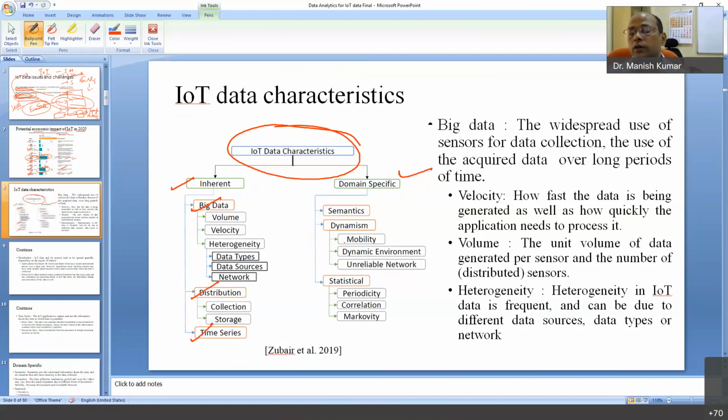Okay. Domain specific, then certainly semantics will be involved. Dynamicity could be where you are looking for mobility and the environment, and obviously reliability of the network, whether the network is reliable or unreliable, could be a part of that. We can also deal with the statistical part, where we look for periodicity of the data, correlation of the data, and obviously the Markovity property of the data as well. Okay, so we'll see one by one.